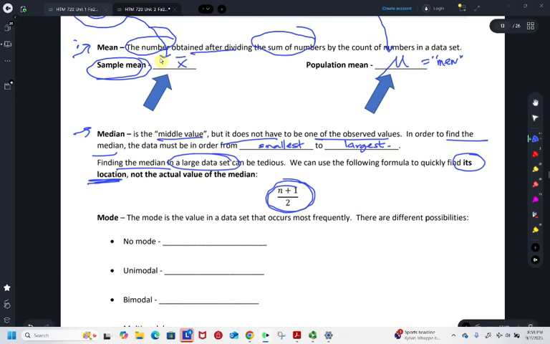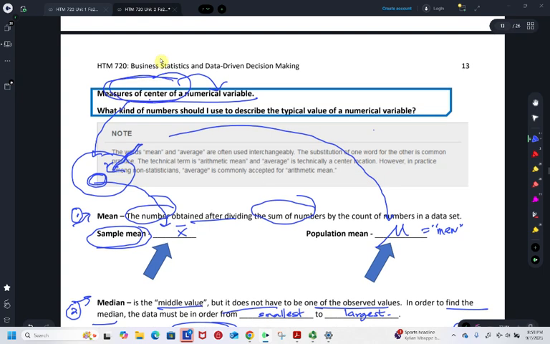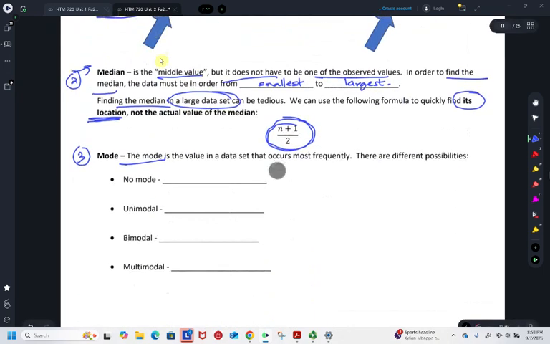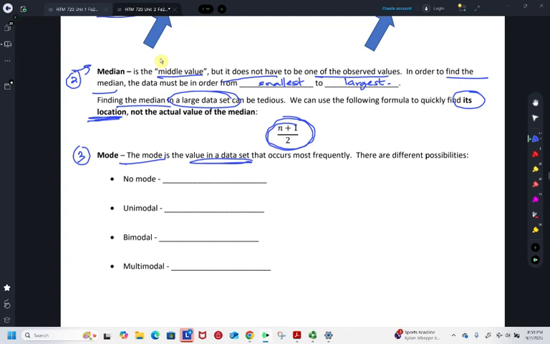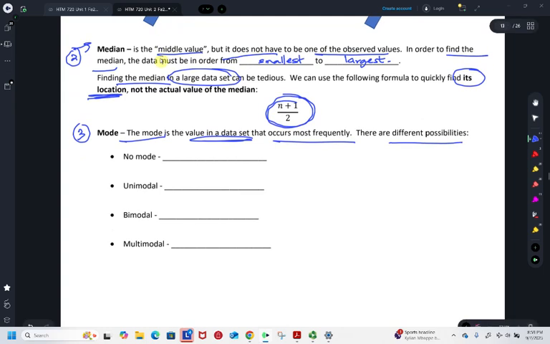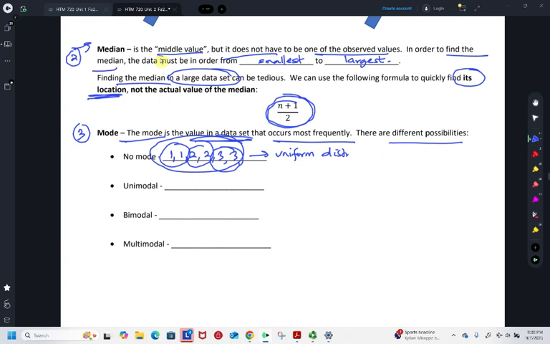So 1, the mean, 2, the median, and then 3, the mode. This is another measure of center for numerical variables, and it is the value in the data set that occurs most frequently. There are a number of possibilities. If I have numbers like 1, 1, 2, 2, 3, 3, no number occurs more often than the other. In fact, they all occur with uniform frequencies. So this data, in fancy language, will be said to have a uniform distribution.